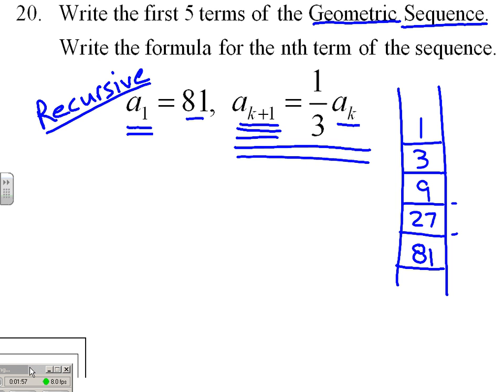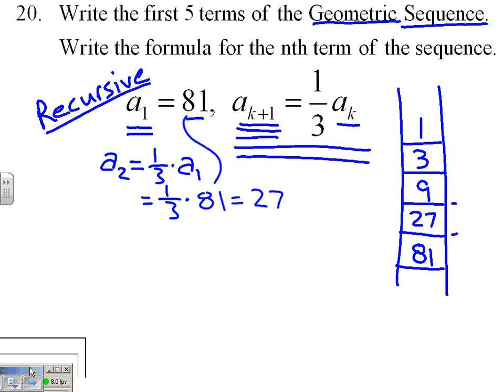A more algebraic approach to this would be to say that a sub 2 is equal to 1/3 times a sub 1, the term that precedes it. In this case, of course, that's 1/3 times a sub 1, 81. And that starts the ball rolling with our second term, 27.